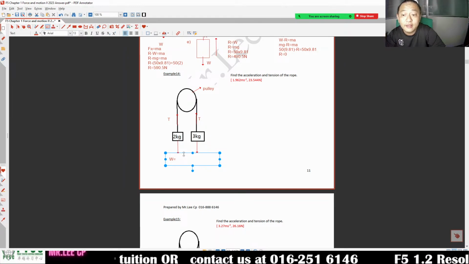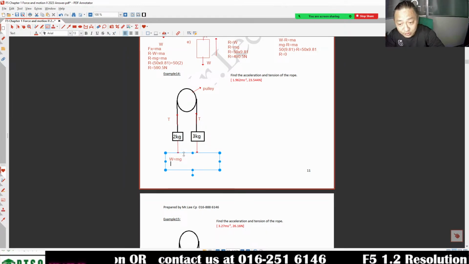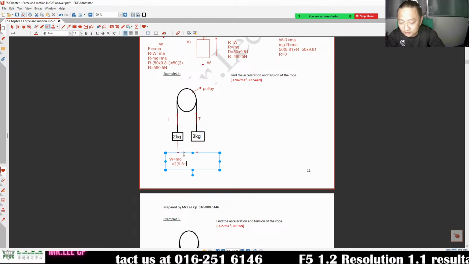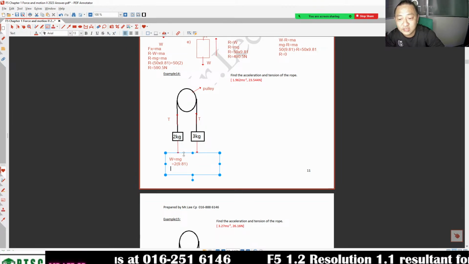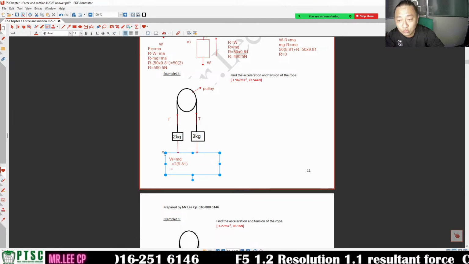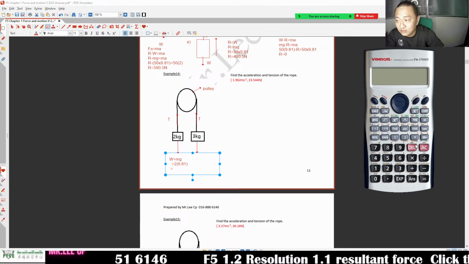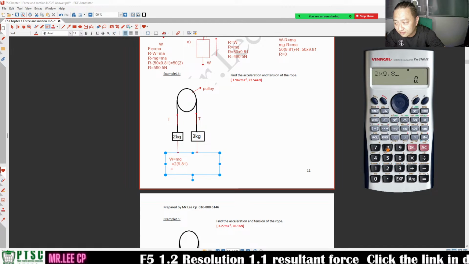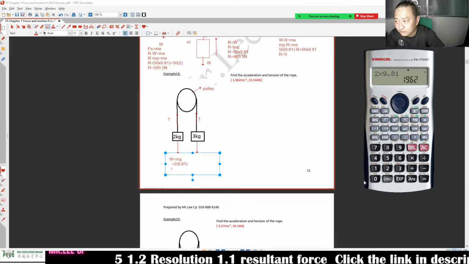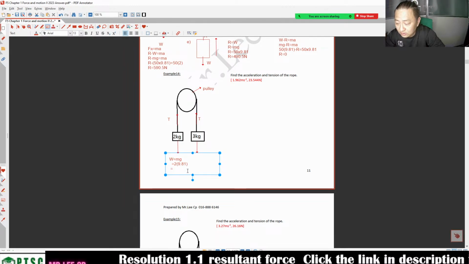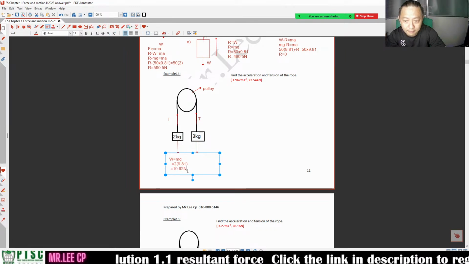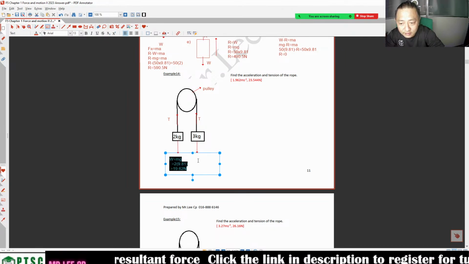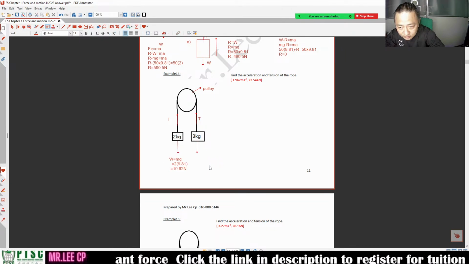So W is equal to mg, with g as 9.81. You can calculate. How much is this? On the calculator, 2 times 9.81. You get 19.62 Newton. So we got the first one, the weight here.